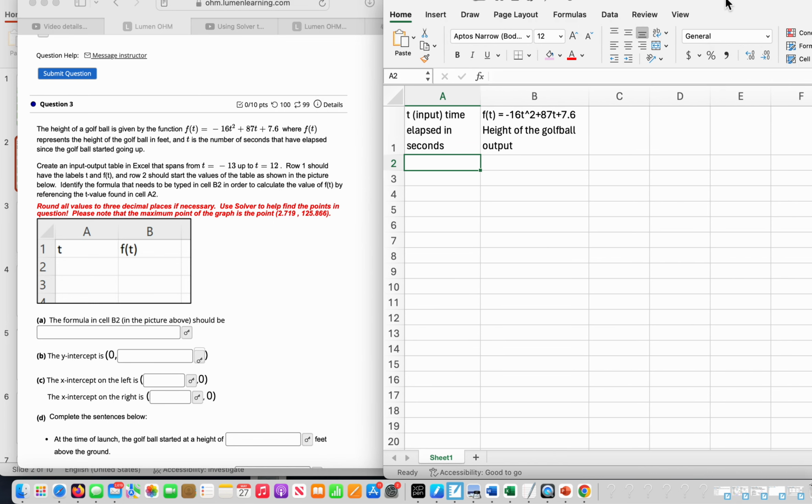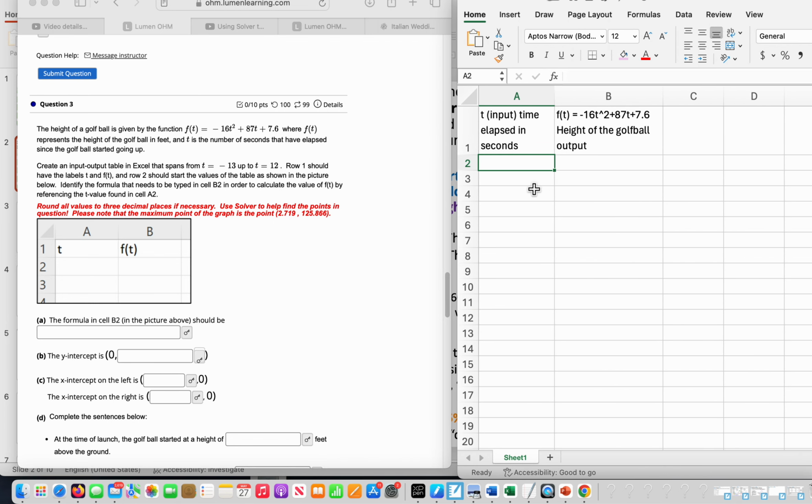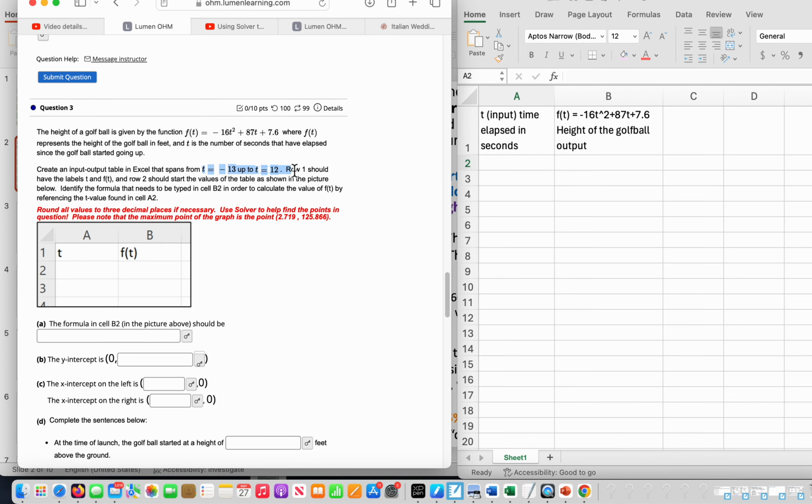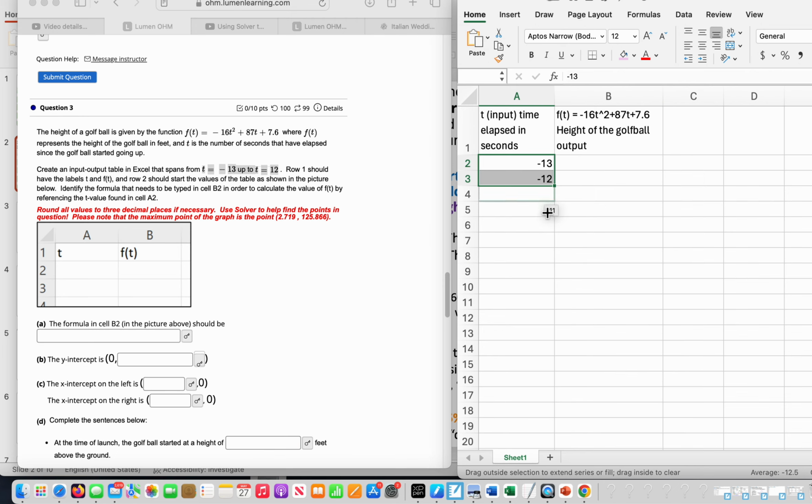So let's go ahead and enter this function here. So it told me it wants my inputs to go from -13 to 12. So I'm going to start, my inputs are here, time -13. And to get these, instead of typing these all in, I would just tell it that I want it to step by 1. So I typed in -13 and -12. I'm going to highlight both of those, and then I'm going to wait till my cursor is a black plus sign, and I'm going to drag it down.